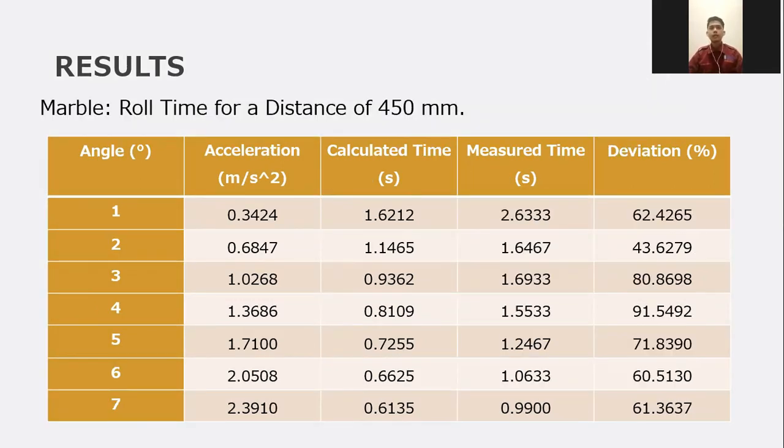Next is the result for the marble rolling the distance of 450 millimeters. As we can see from the table, as the angle of inclination increases, the acceleration also increases, but the calculated time decreases. And we can calculate the deviation for the marble with the same formula that I mentioned before. And this is the result for the marble rolling the distance of 450 millimeters.